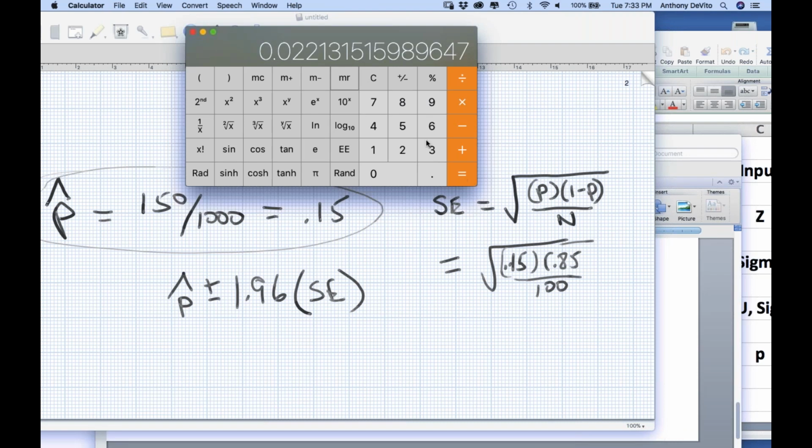1.96. Okay, and it comes out to 0.22. So I'm going to clear memory, and I'm going to put this in there now. So now I can take 0.15 and subtract my margin of error, recall that, and it's, I'm going to call it 0.128.